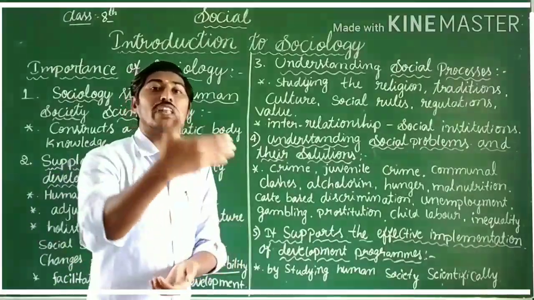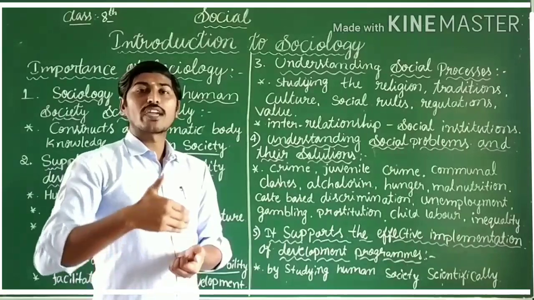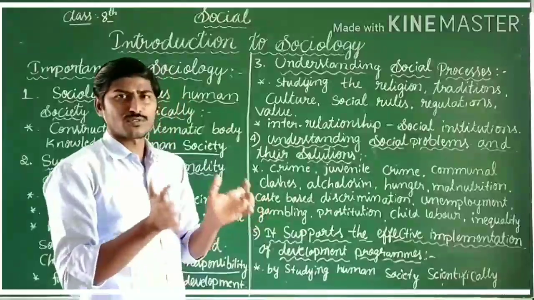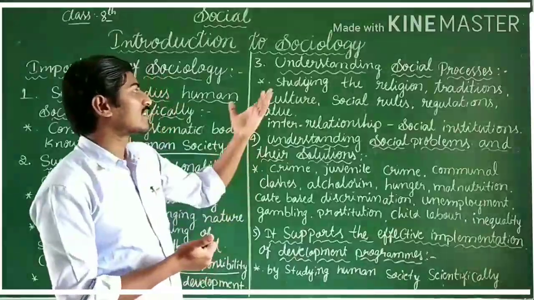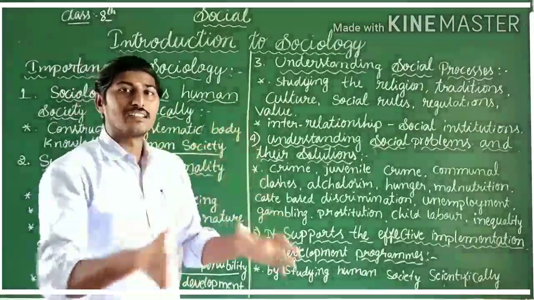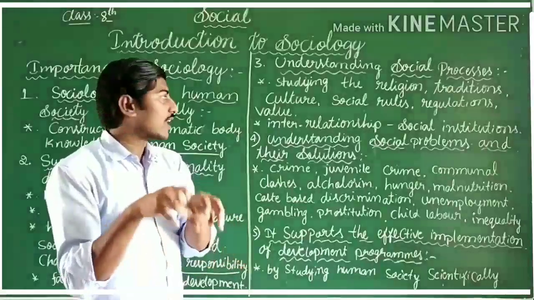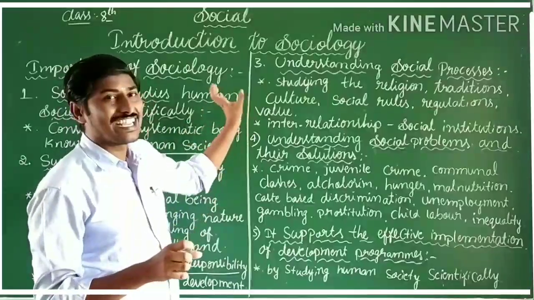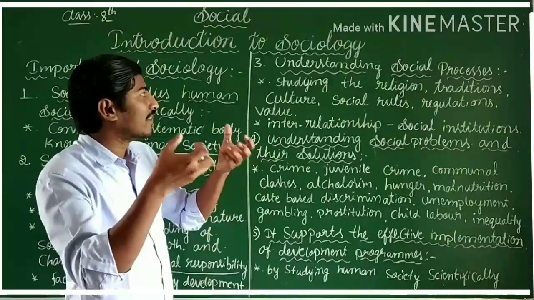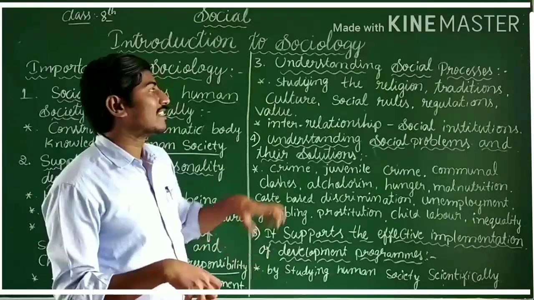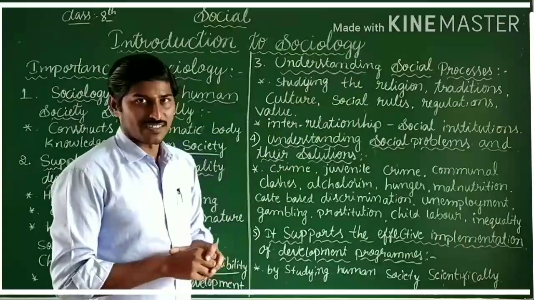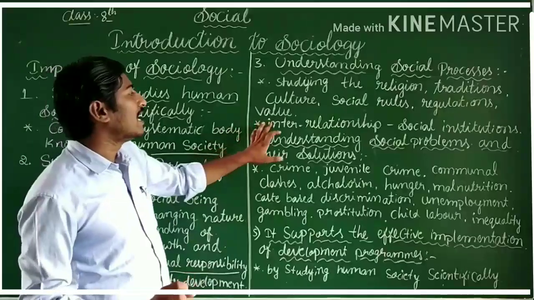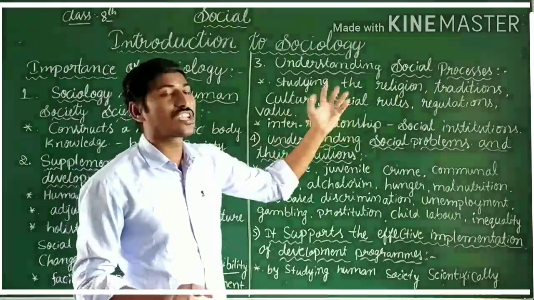Okay, how can we give respect to the elders? How can we give respect to the youngers? Those are all values. Rules and regulations, cultures and traditions, we can learn from society. Through studying these things, we can understand the social process, and also the interrelationship between the social institutions.